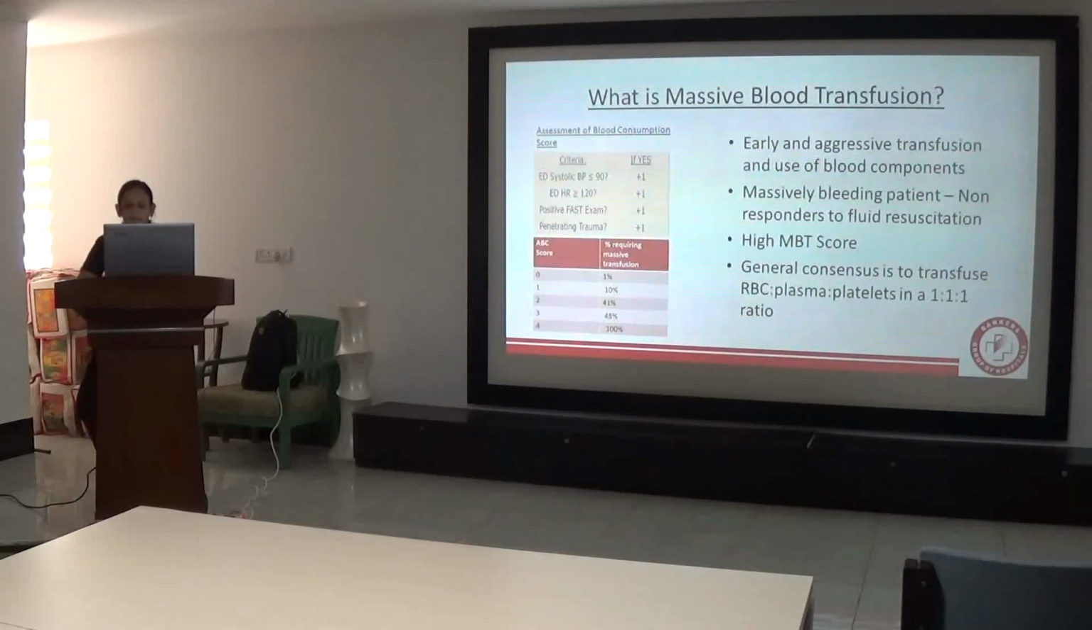So now, what is massive blood transfusion protocol? That's what I have said right now. If you want to give blood, give in 1:1:1 ratio. अगर आप एक blood order कर रहे हैं, order for one platelet also and order for one plasma also, so that it will maintain the ratio.